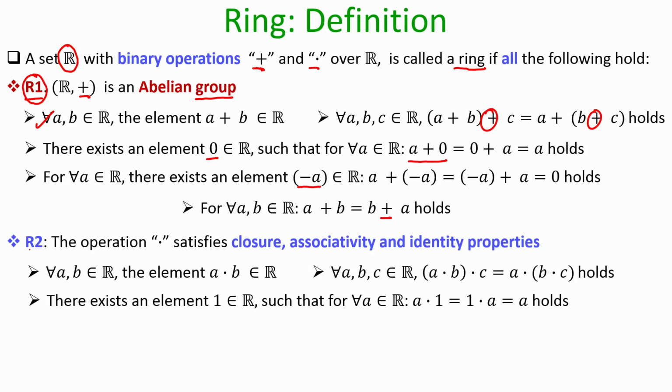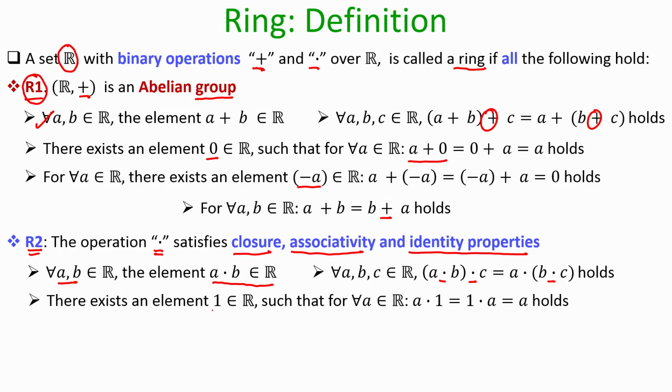The second axiom that the set R should satisfy is the following. We require that the dot operation should satisfy the closure property, namely you take any pair of elements A, B from your set R and you perform the dot operation, you should get back again an element from the same set R. We require the dot operation to be associative, that means it does not matter in what order you perform the dot operation on 3 elements, you should get back the same answer, and we demand the presence of an identity element with respect to the dot operation.